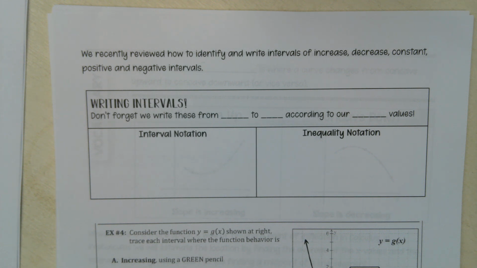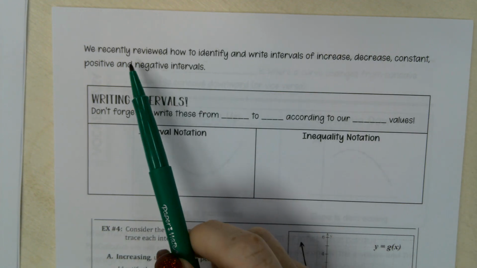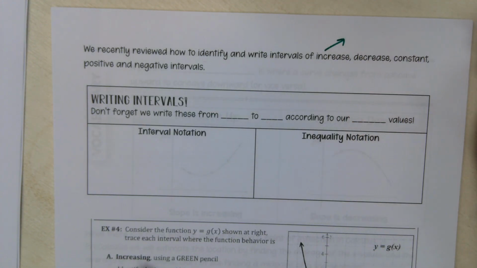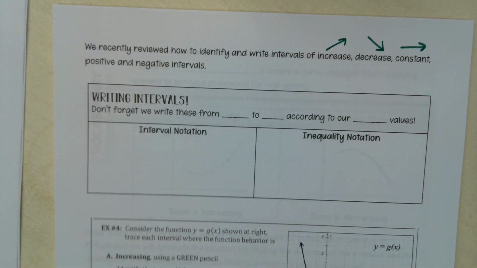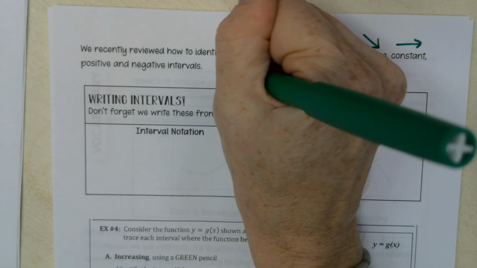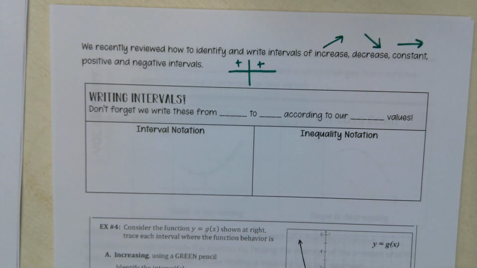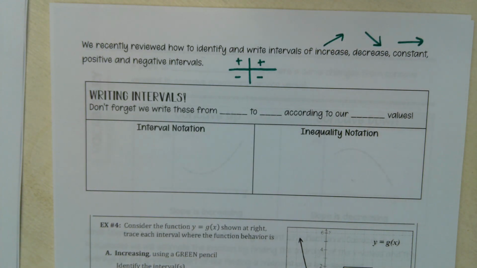Okay, day 2, change in tandem. So we're just going back through, reviewing a lot of the characteristics that we talked about in Unit 0, okay? We needed a really good foundation. So we have already talked about how to identify and write intervals: intervals of increase, intervals of decrease, constant intervals, and then positive and negative intervals. Positive is anything that is above the x-axis, and negative is anything that is below the x-axis.